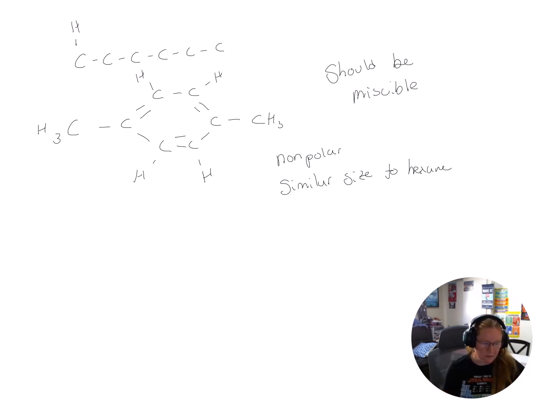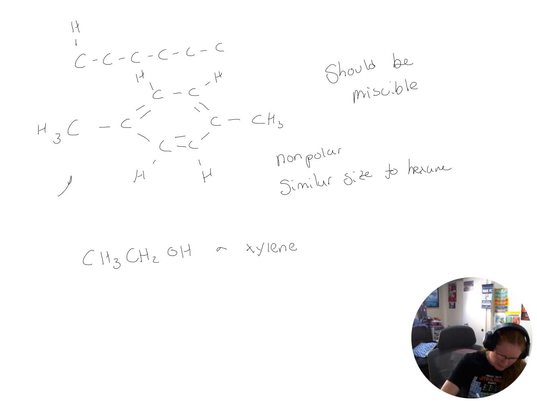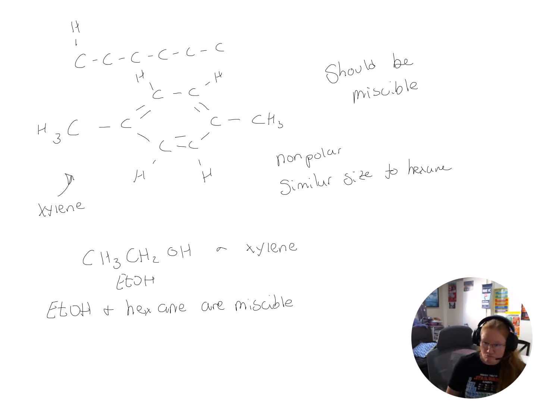Now we're going to use some deductive reasoning here. We're going to take some facts that we know and see if we can piece this together. So now we're going to look at our ethanol and the xylene. Again, this right here is the xylene, and this is ethanol. Let's see what we know. We know that ethanol and hexane are miscible. We saw that information.